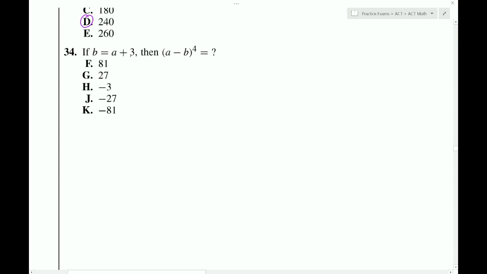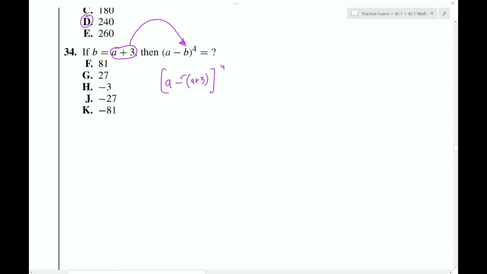If b equals a plus 3, then a minus b to the fourth is... Alright, so there's a few ways to do this one. One option is to use the substitution idea. So we take this, we plug it in for b right here. Okay? We have to be careful that when we plug in, we're supposed to use parentheses, right? Whole thing to the fourth.